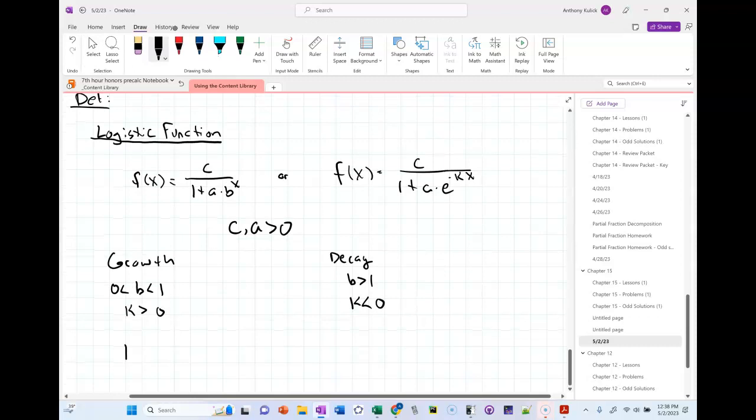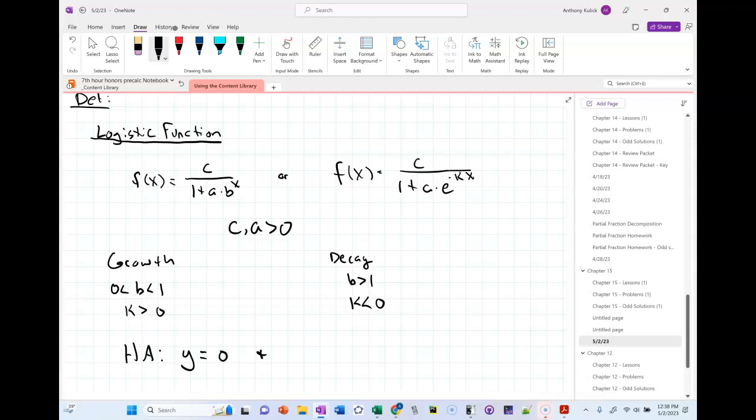So one of the key features of a logistic function is we actually have two horizontal asymptotes. One of them is going to be y equals 0, and the other is going to be y equals c. We often call c the limit to growth or the carrying capacity. So that would be the maximum population that an area could obtain based on the constraints involved, like how much space and food and resources and all that kind of stuff.